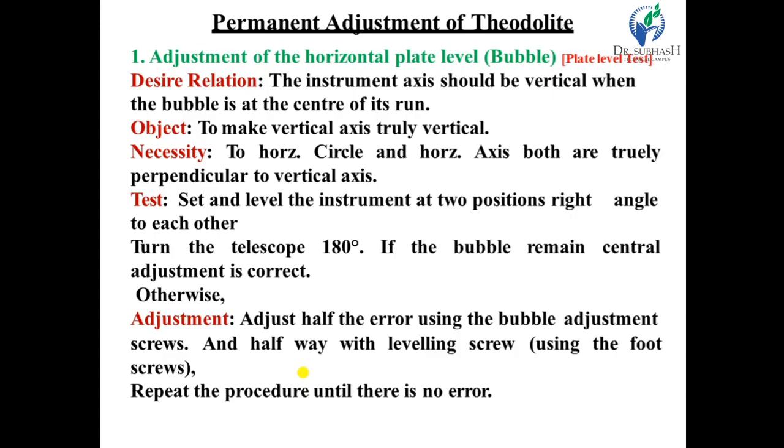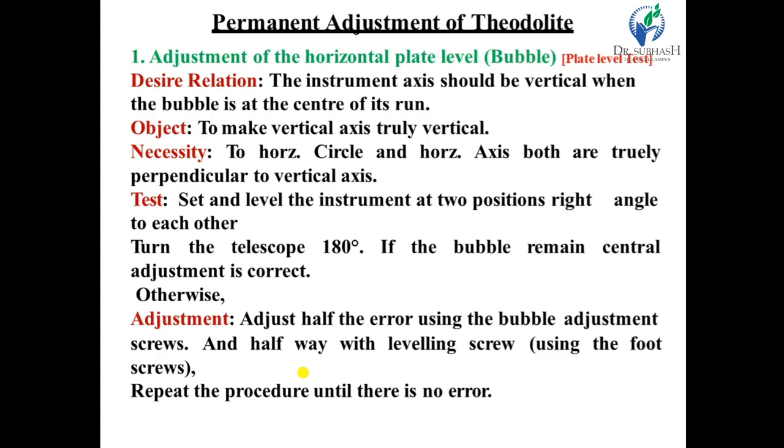What is the desired relationship? The instrument axis should be vertical when the bubble is at the center of its run. We know that the vertical axis is truly perpendicular to the horizontal axis. And what is the objective of permanent adjustment? To make the vertical axis truly vertical. The vertical axis is truly vertical when we set that axis perpendicular to the horizontal axis. What is the necessity? The horizontal circle and horizontal axis should both be truly perpendicular to the vertical axis.